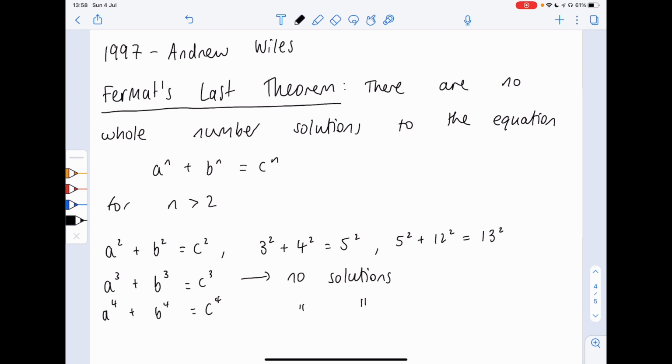The proof, which is a formal mathematical document explaining why this is true, is hundreds of pages long. It took Andrew Wiles years and years of his life to work out why this was true, and many mathematicians had tried and failed to do this. But it's a problem that I can explain to you as A-level students, right? This isn't that difficult, relatively speaking, to understand what it's saying.